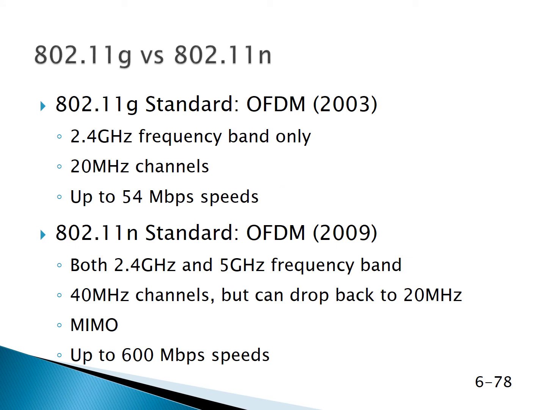And then later on, there is the N standard, also based on OFDM, and this one is dual band, so it can work on both 2.4 and 5 gigahertz frequency bands. They use 40 megahertz channels, but can also drop back to 20 megahertz, especially for the 2.4 gigahertz band because it's smaller. So this one is much faster. It can go up to 600 megabit per second, and it also has MIMO. That we will talk about later.